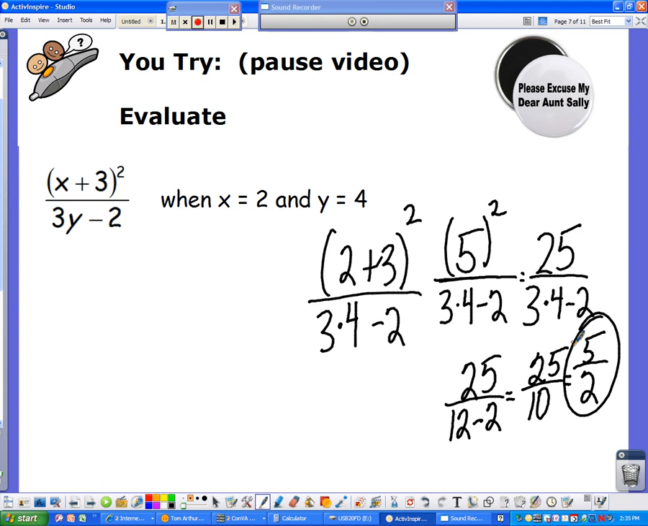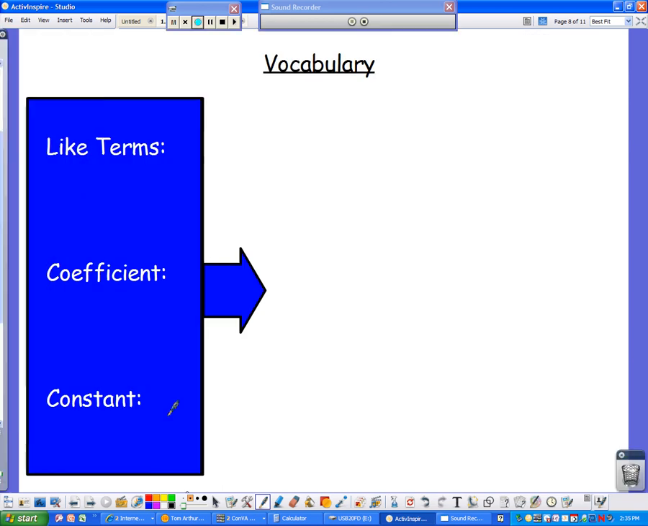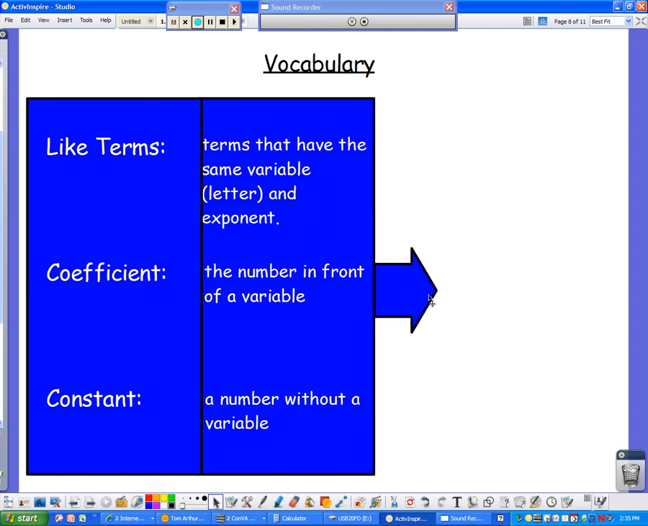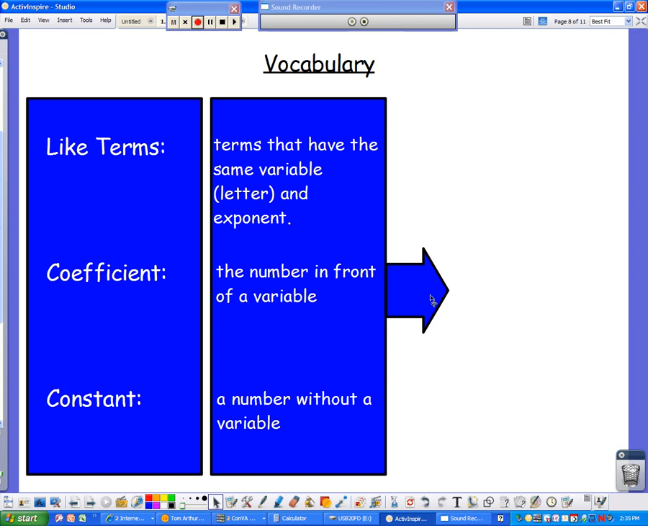Okay, a couple vocabulary terms that we need to discuss are like terms, coefficient, and constant. Like terms are any terms that have the same variable and the same exponent. Coefficients are the numbers that are in front of the variable. So if I gave the example of 3x and 5x squared y, the 3 and the 5 are the coefficients. And a constant is just a number without a variable.